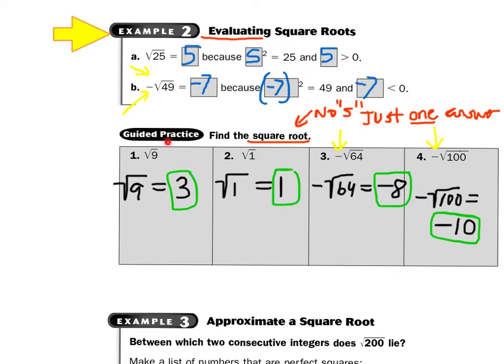Okay? Take a look at the guided practice. Find the square root. Do you see how there is no S? They just want one answer. That's what they're saying. So the square root of 9 is just positive 3. The square root of 1 is just 1. And then look at number 3. See that negative in front? That means they want the negative answer. So negative square root of 64 is negative 8. And this you would read the opposite of the square root of 100 is negative 10.